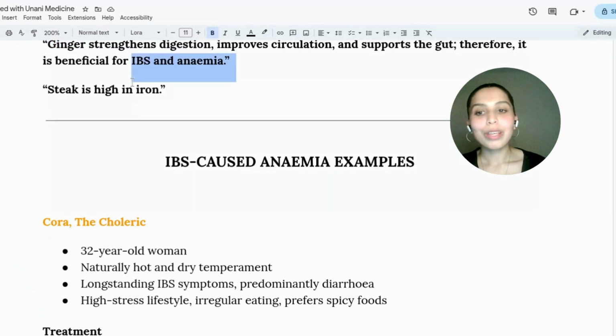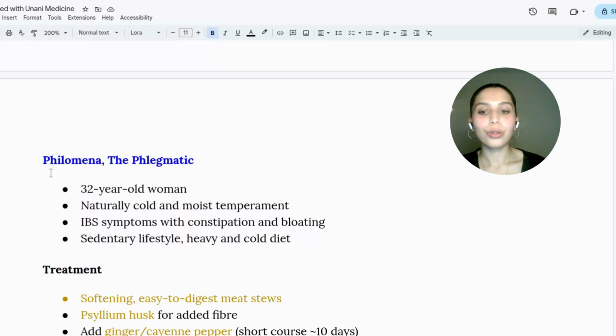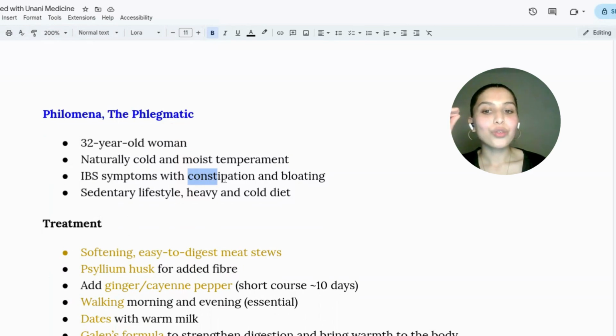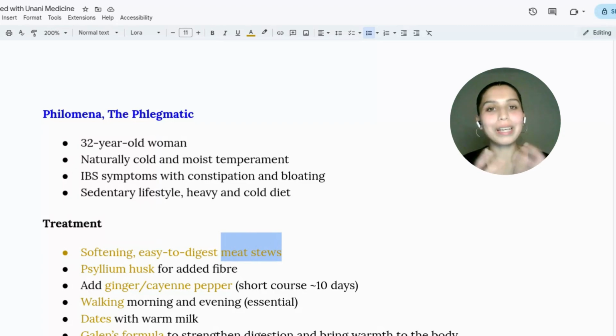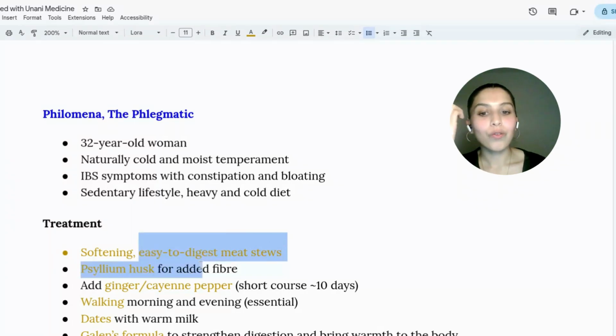And then imagine if we gave steak to Philomena. Philomena already has digestive weakness. She gets chronically constipated all the time. Steak is a food that is very hard to digest. Her digestive system is too cold. It doesn't have the fire to break that down. So for her, having meat stews, that's what she would need. It's about getting iron from the food she's eating, but in a more easy to digest form.